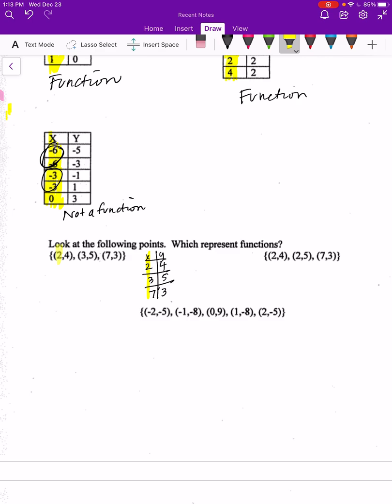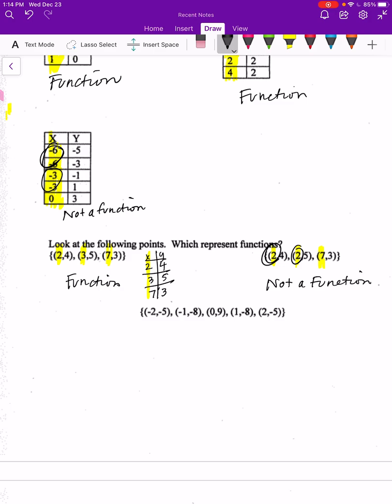You could just look here. I have a 2, I have a 3, and I have a 7. Are they all different? Yep. So this is a function. You don't have to put them in a table. Once you understand what you're looking for, just look at the x's. 2, 2, and 7. Uh-oh. I have a 2 and a 2. They repeat. So this is not a function.